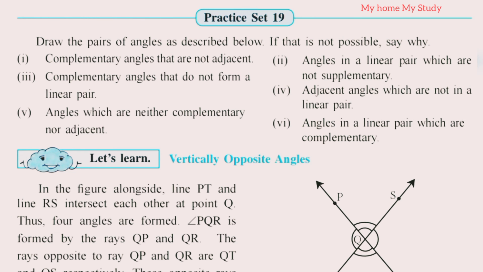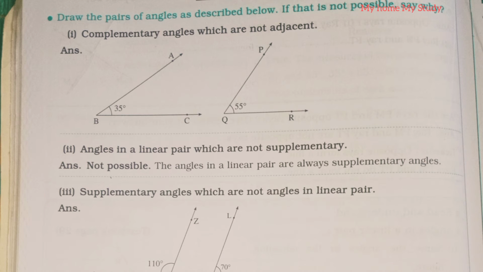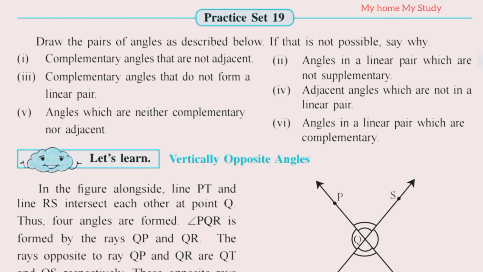Now see the exercise number 19, that is practice set number 19. First one, draw the pairs of angles as described below. First one is complementary angles that are not adjacent. Second one, angles in a linear pair which are not supplementary.